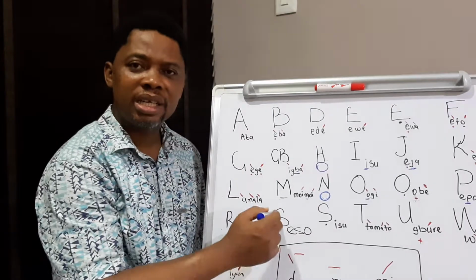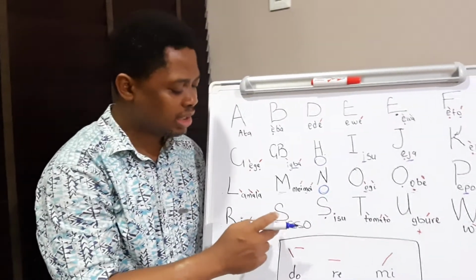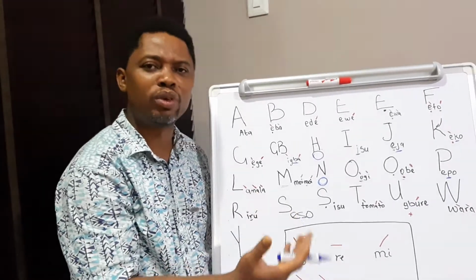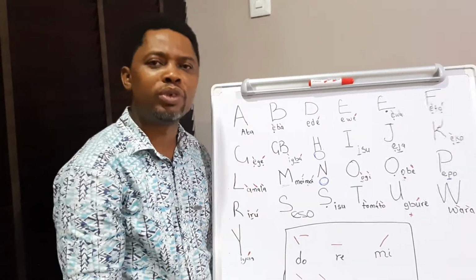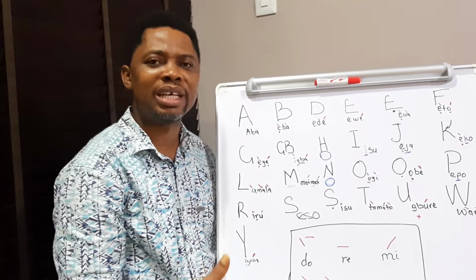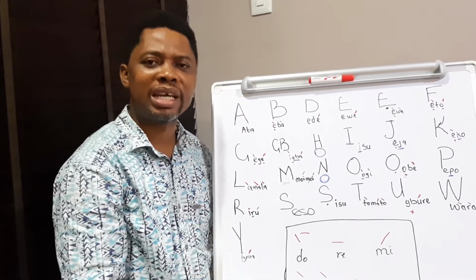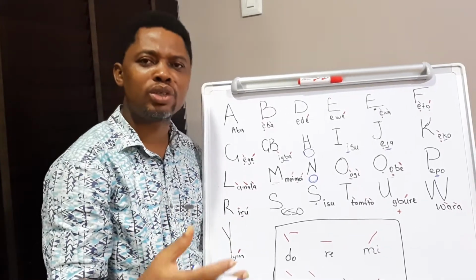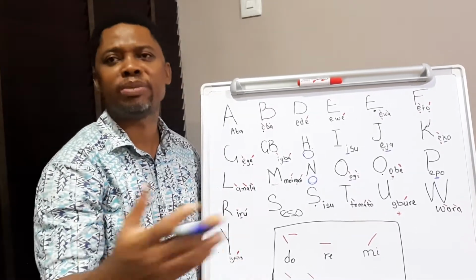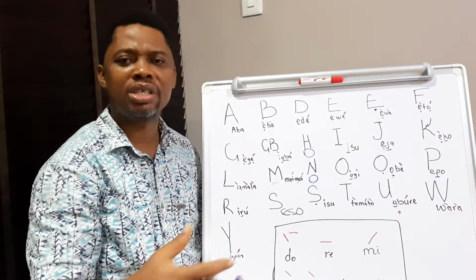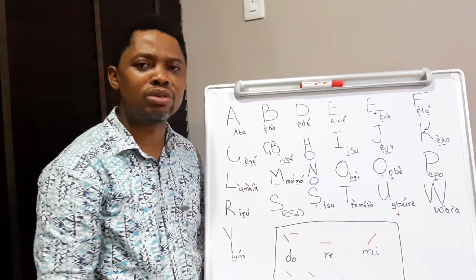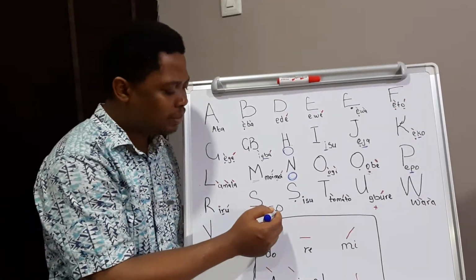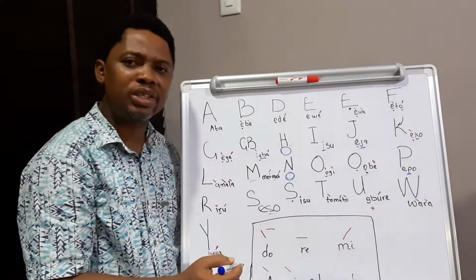S, the first S without a dot, is so. Eso is fruit. So any form of fruit in Yoruba land is referred to as eso. Eso ogede is banana, eso orange. All those fruits are referred to as eso. The active alphabet here is the S, eso.